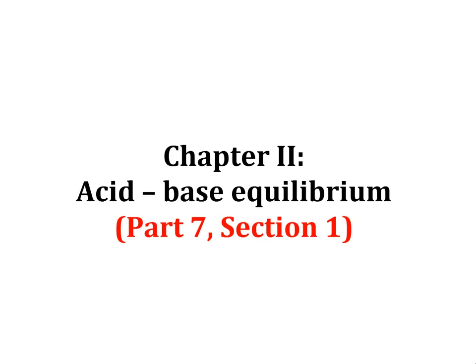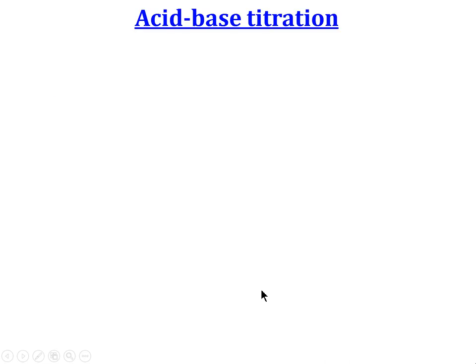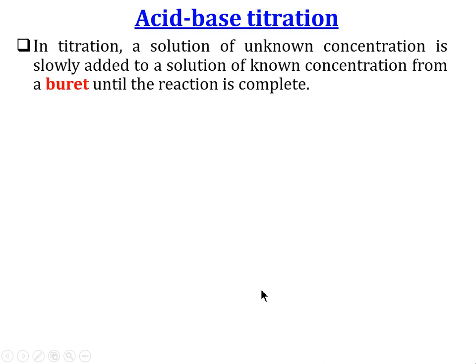Acid-base equilibrium, part 7, section 1. What is the meaning of titration? Titration is a process where we use a solution of known concentration, put in general in the burette, to calculate the unknown concentration of another solution, put in general in the beaker.